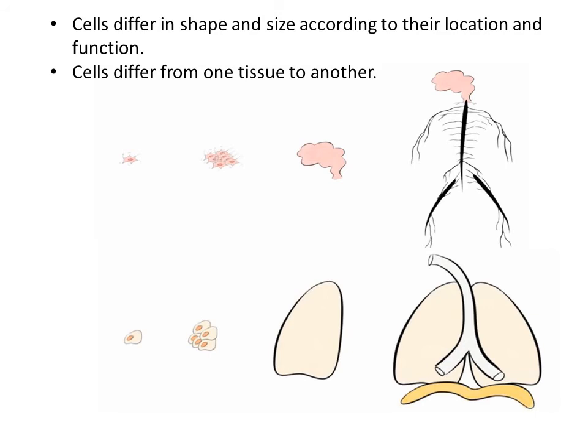Here are some important notes. Cells differ in shape and size according to location and function. Cells differ from one tissue to another. Like here you can see that the cells that form the brain tissue are different from the cells that form the lung tissue. And also the tissues that form the brain organ are different from the tissues that form the lung organ. Don't forget that the cells are very, very small. We can't see them with our eyes. We need a microscope to see them.